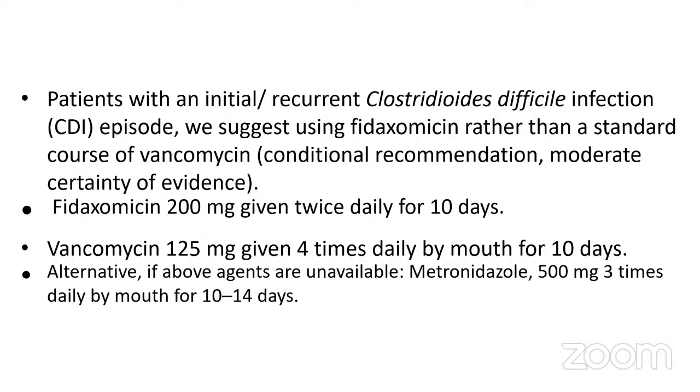As we look into Clostridium difficile, it is one of the most commonly tested, but less common in the ICU. We check all the patients for toxins A and B of Clostridium difficile. The IDSA guidelines in 2021 suggested that fidaxomicin rather than a standard course of vancomycin is used, fidaxomicin 200 mg given twice daily for 10 days. It's a macrolide. Until I read this document yesterday, I thought the better drug was fidaxomicin, and till now we are using vancomycin only. Vancomycin 125 mg given 4 times daily by mouth for 10 days. Alternatively, if the above agents are not available, then metronidazole 500 mg 3 times daily by mouth for 10 to 14 days.